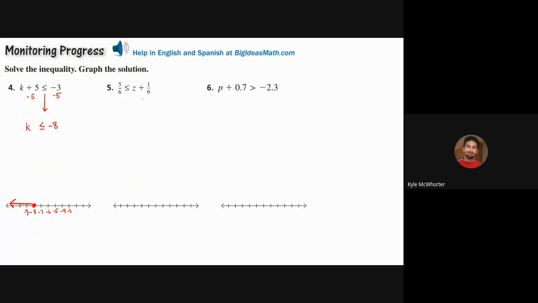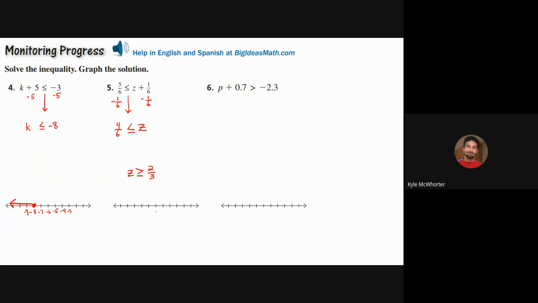For number 5, we're going to subtract 1/6 from each side of the inequality. That will get the z by itself on the right side. 5/6 minus 1/6 is 4/6. That reduces to 2/3. So 2/3 being less than or equal to z is the same as z being greater than or equal to 2/3.